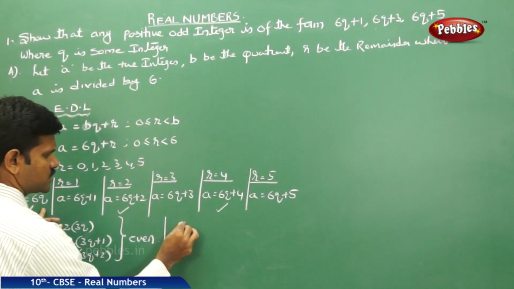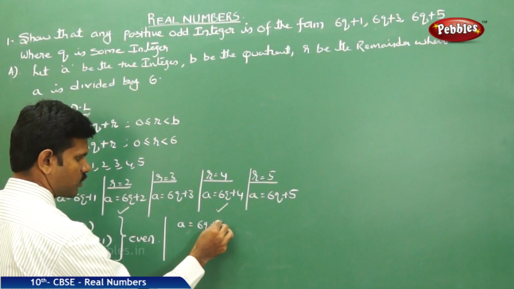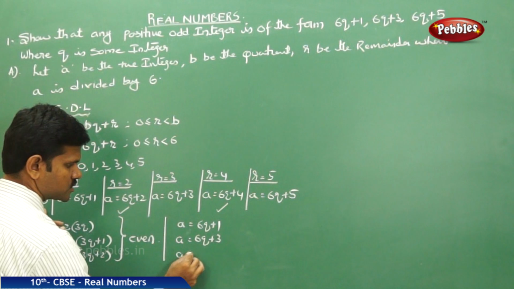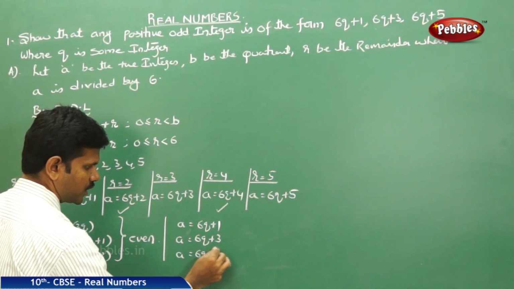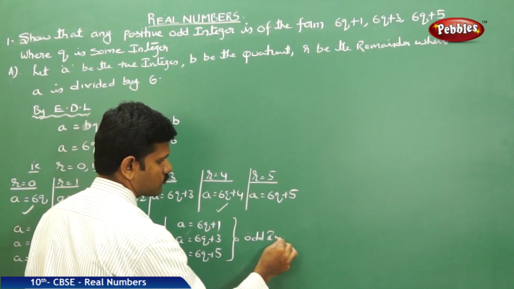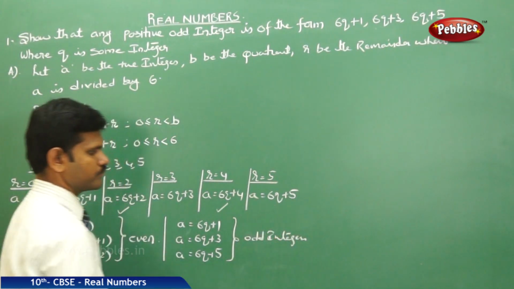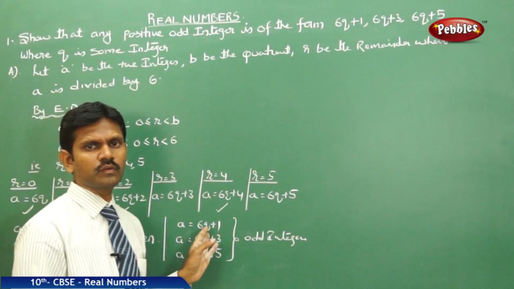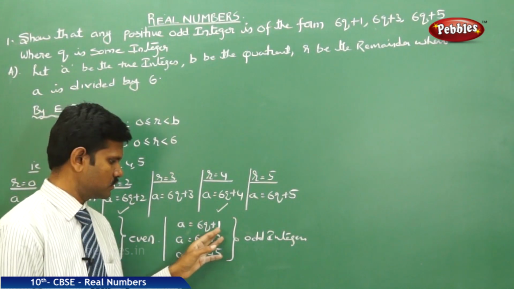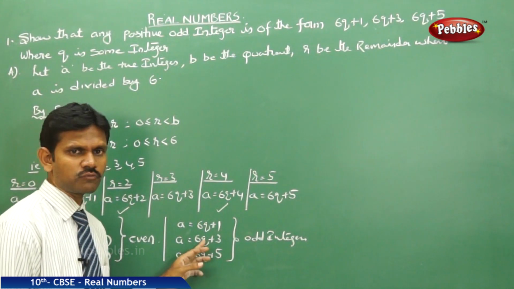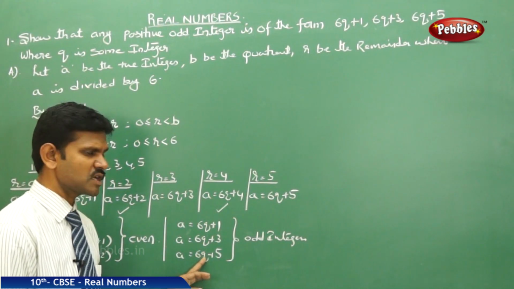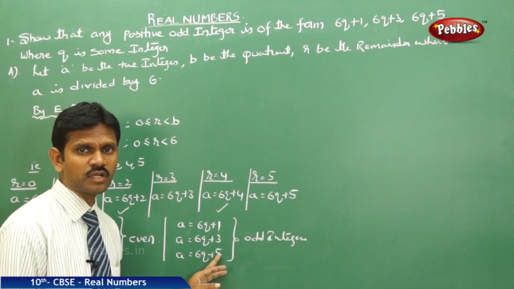Okay, let us consider the next steps. That is, a is equal to 6q plus 1, a is equal to 6q plus 3, a is equal to 6q plus 5 are odd integers. Come on, let us place some number in place of q. You place any number. I want to place 1. 6 ones are 6 plus 1, 7. Here I want to place 2. 6 twos are 12 plus 3, 15 is an odd number. Here I want to place 3, that is 6 threes are 18. 18 plus 5, 23 is an odd number.